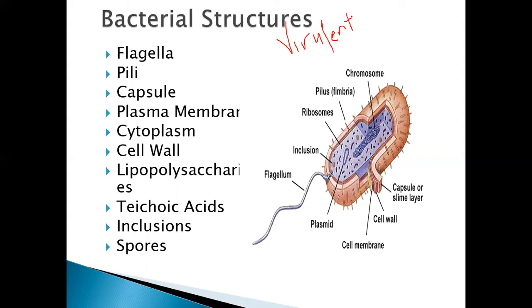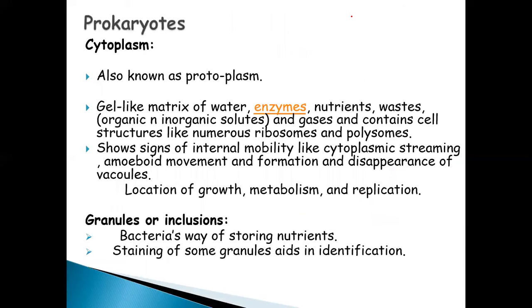These virulent factors are important for things like attachment, for evading the host immune response, and then setting up an infection. Right. So let's get into these bacterial structures. So the first thing that we're going to be looking at is the cytoplasm. So let me go back.